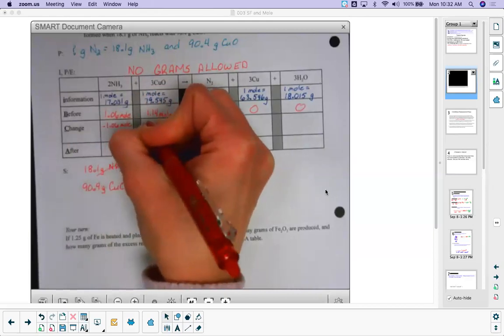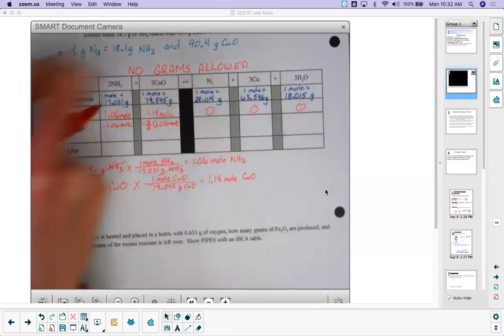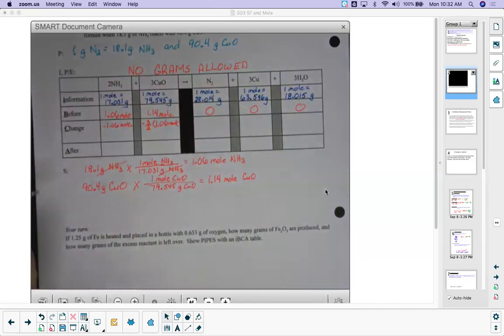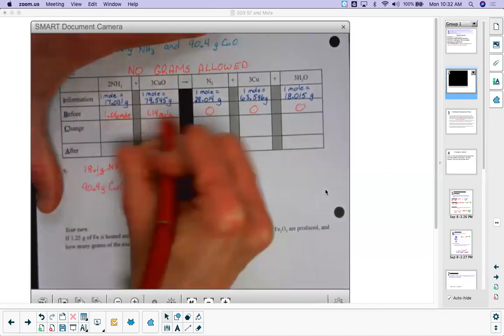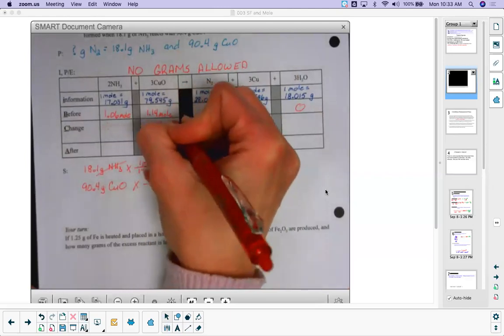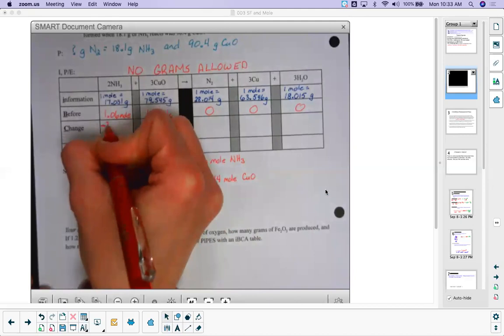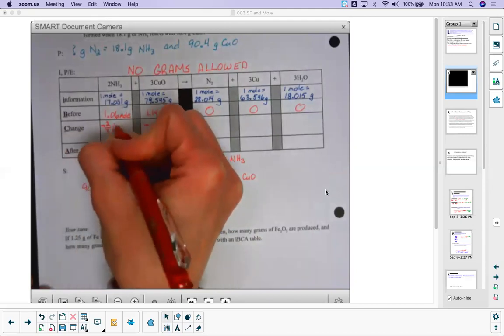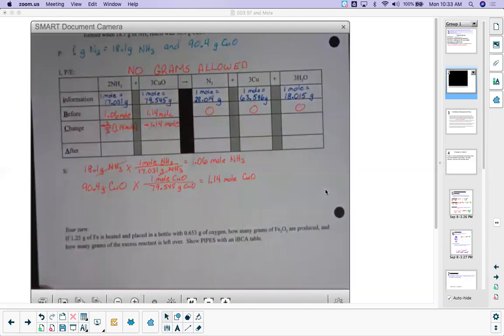That means I'm going to have to spend 3/2 as much. I see if it's going to work. It's not going to work. So I'm going to spend 1.14 moles. I'm going to spend 2/3 of 1.14 moles. Yep, I can afford that.